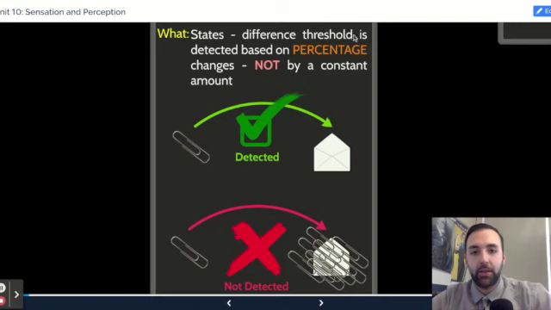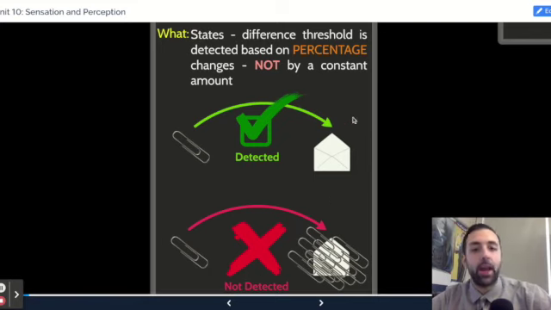So if you go back and look at the definition, it states that the difference threshold, detecting in this case if something got heavier, is based on overall percentage changes, not by a consistent amount. So that consistent amount of 1 paperclip again and again and again, it might work at the beginning, but once you get to enough paperclips in the bag, you're not going to be able to tell the difference anymore. We call that idea here Weber's law.